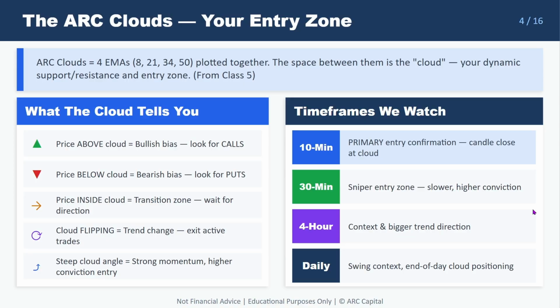So Rich, you want to go over your entry zone? All right, so the ARC cloud, your entry zone. ARC clouds are 4 EMAs, right? There are 2 clouds. The first one is made up of the 8 and 21 EMA, and the second one is the 34 and the 50 EMA. Plotted together, the space in between them is the cloud, quote unquote. Your dynamic support and resistance, entry zone, right?